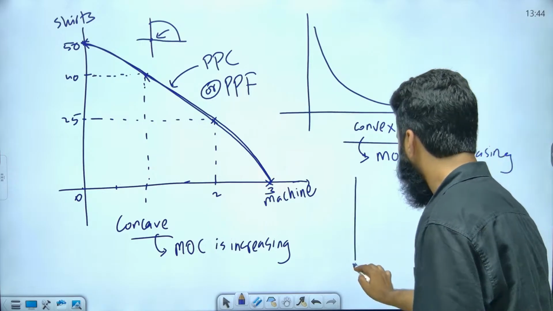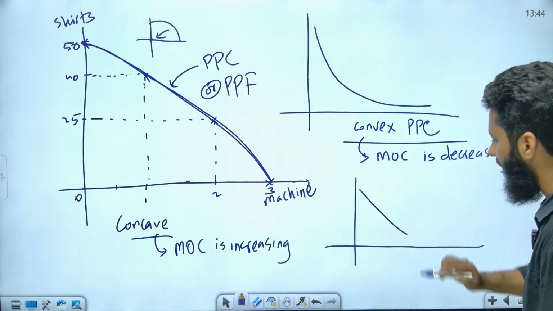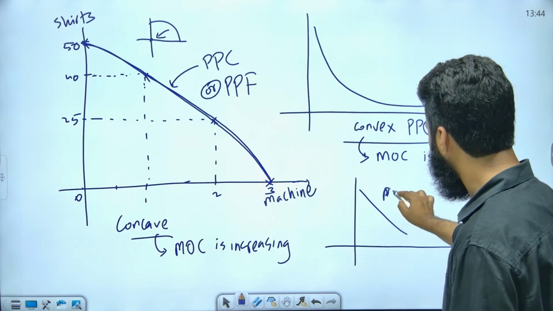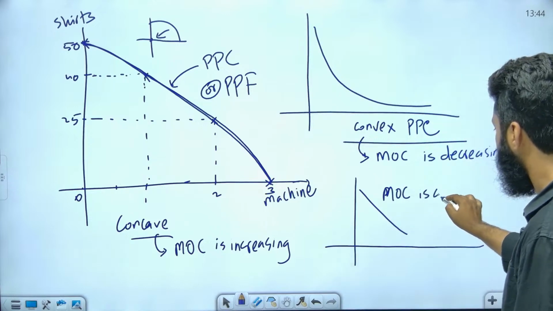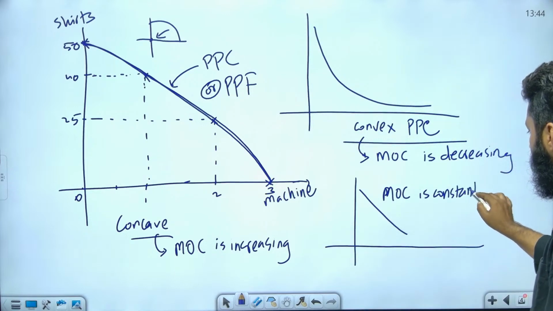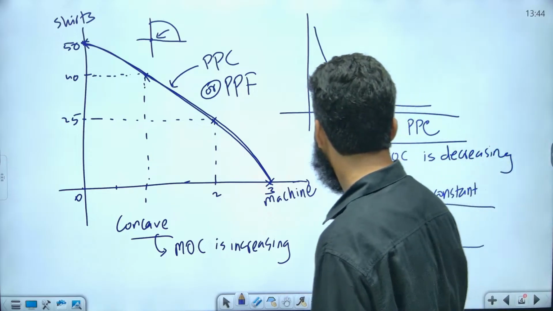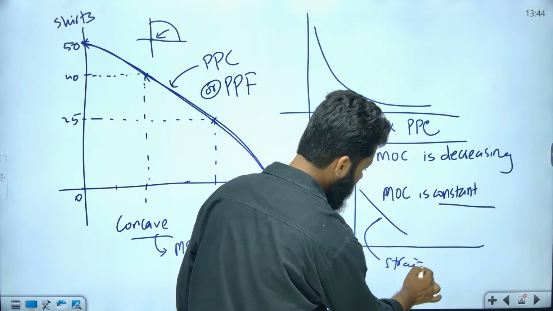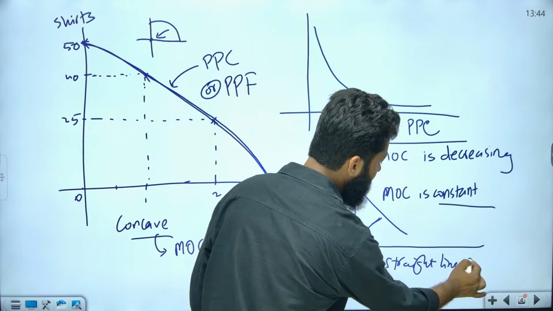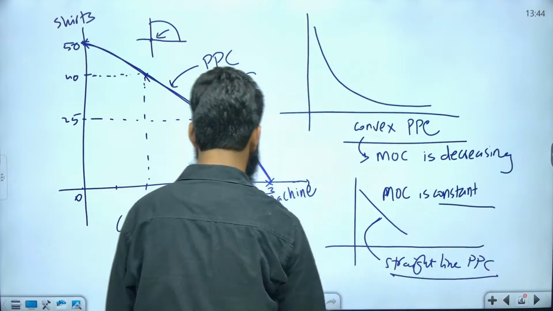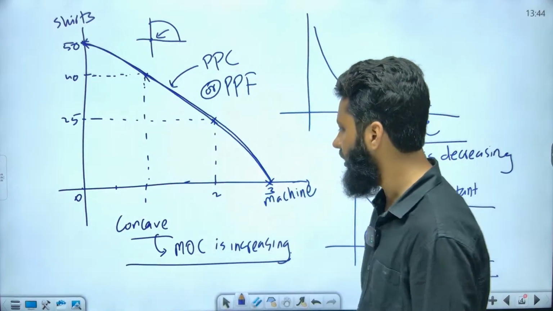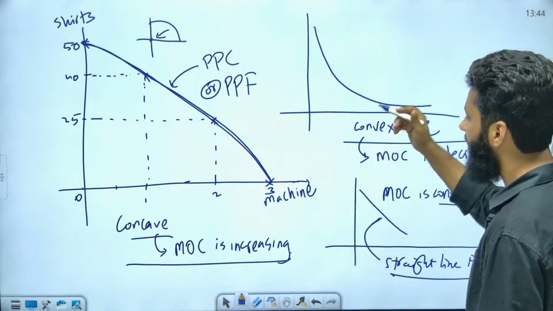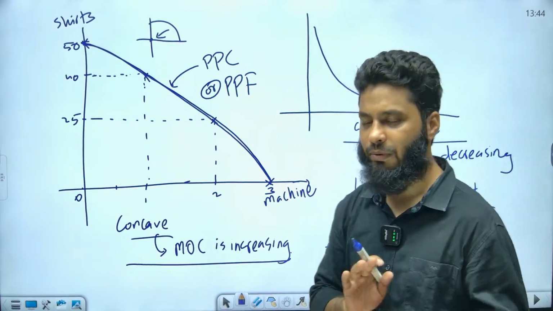And this can be a straight line also. PPC can be a straight line also. When will it be a straight line? When marginal opportunity cost is constant. So when marginal opportunity cost is constant, you get a straight line PPC. If marginal opportunity cost is increasing, it is concave, and if marginal opportunity cost is decreasing, it is convex in shape, right? I hope you are able to understand this.